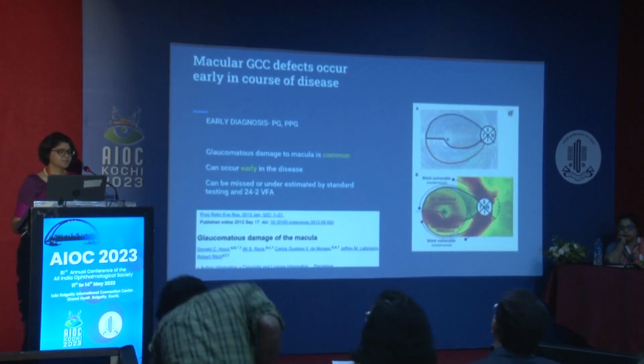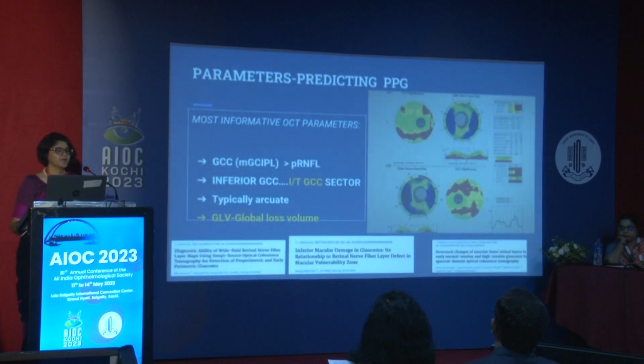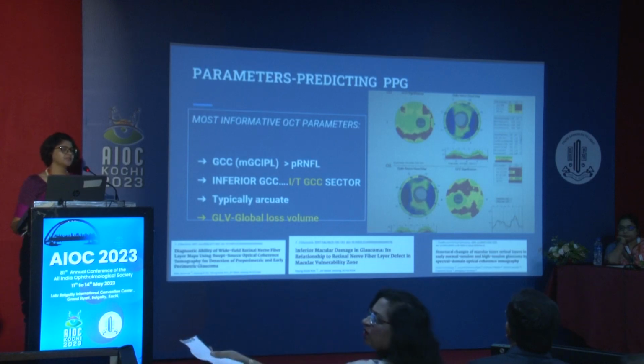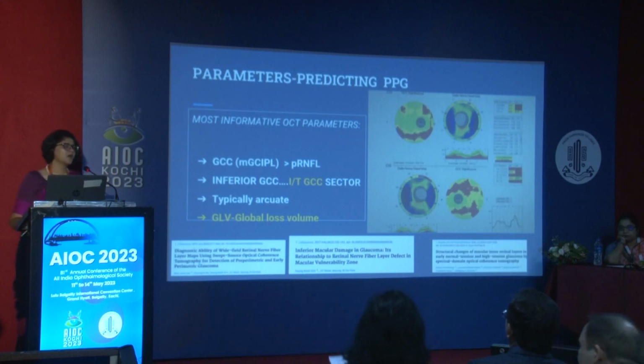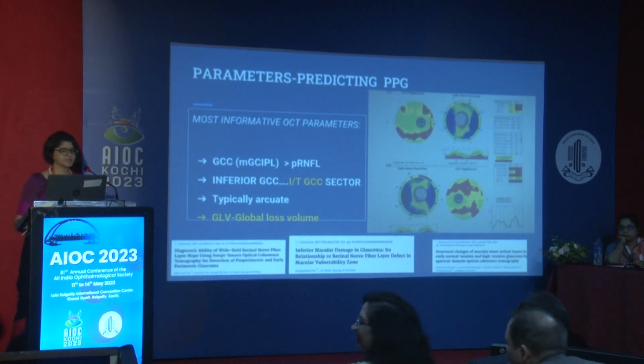So, the study by Hood et al. has shown that macular GCC defects occur early in the course of disease, are more frequent, and are very useful in picking up preperimetric glaucoma, which can be missed if you're doing a standard 24-2 visual field test. The parameters most useful are the inferior GCC, particularly the inferotemporal GCC. And typically these defects look arcuate, similar to your visual fields in the corresponding opposite sector.